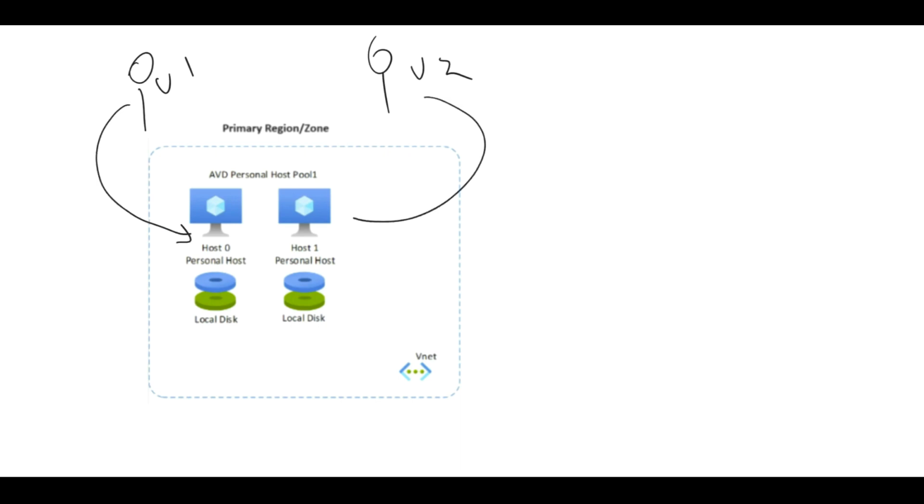For example, let's say I have user 1 and user 2. User 1 will access this particular virtual machine and user 2 will access this particular virtual machine. All the data, whatever they're changing or storing on the VDI, will be stored locally on this particular disk. So in a personal VDI pool, the data won't get stored in a network share or in the FSLogix profile. Instead, it will get stored locally on the virtual machine.